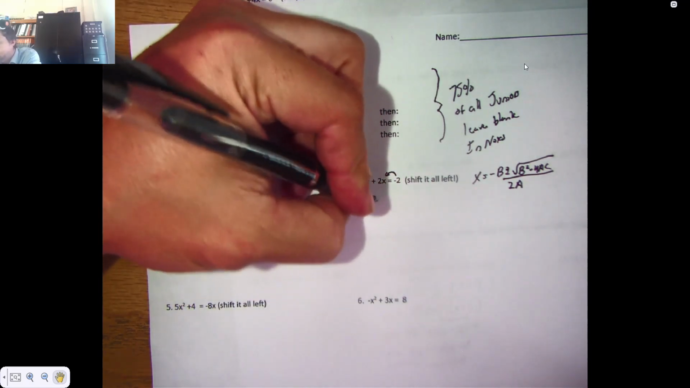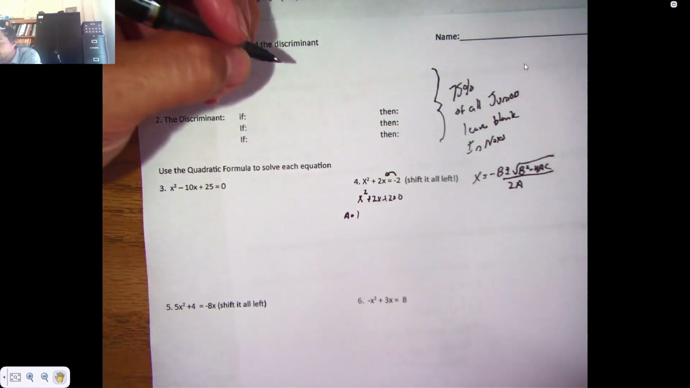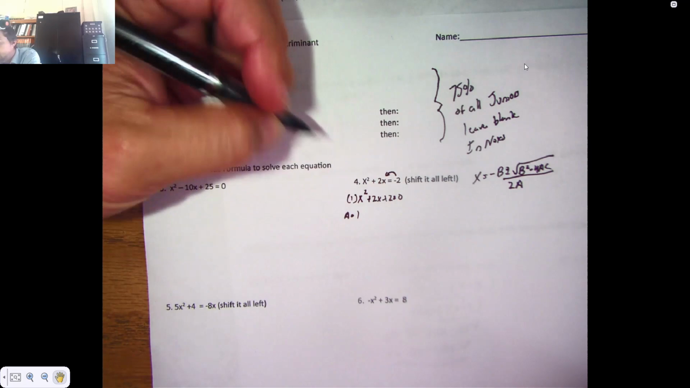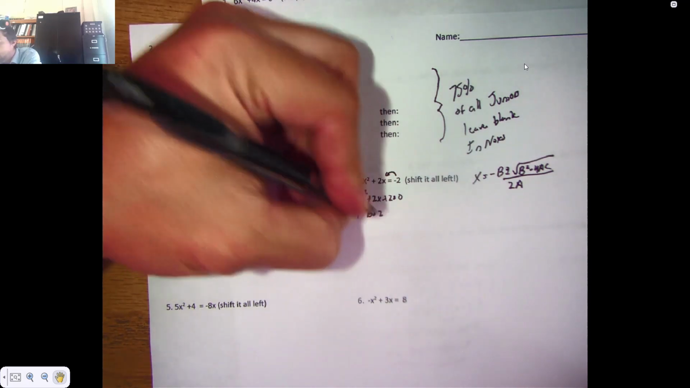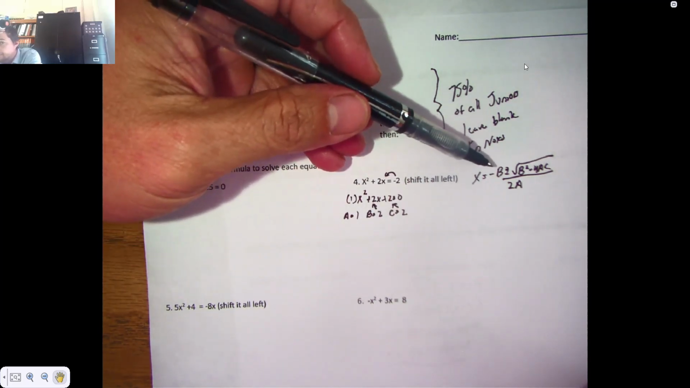I'm going to shift everything left. It's going to become x squared plus 2x plus 2 is 0. I'm going to pick out a, which is 1. It's the understood one right there. B, which is 2. And C, which is also 2. And then I'm just going to throw stuff at this thing.